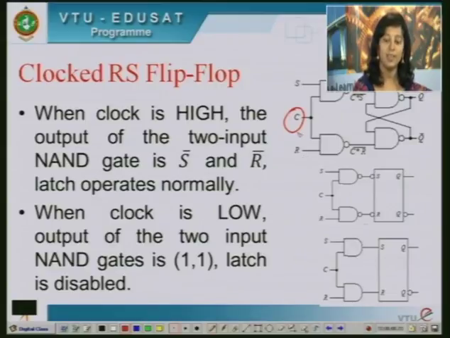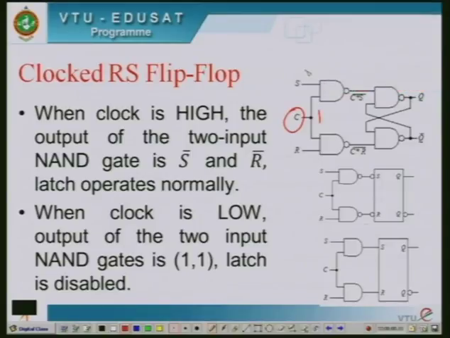So, what happens when there is a clock? Whenever the clock is high, the output of this gate is enabled to take whatever is S. So, I will get C into S bar, clock into S bar, as the output of this gate, and clock into R bar as the output of this gate. So, only a high value for C enables these two NAND gates.